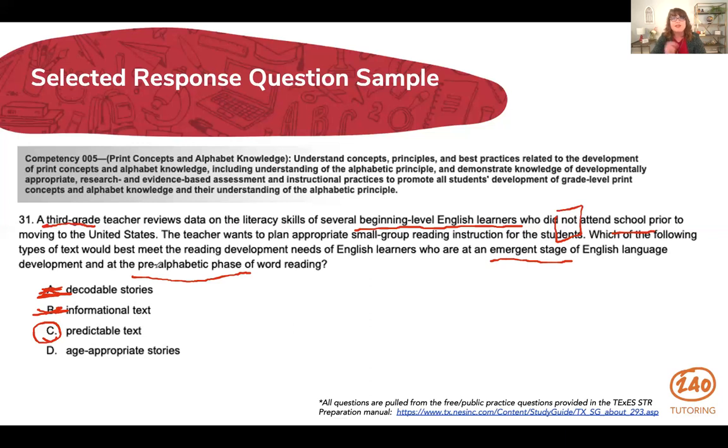Choice D, not T, D doesn't give us enough information either. While it would not be a great choice to hand a third grade student what they might think of as a baby book, age appropriate could mean a wide variety of things. The book for the third graders should not only be age appropriate, but also contain elements such as predictable text that will be helpful in developing those literacy skills in this group of students that are beginning readers. So this just does not tell us enough either. Predictable text. All right, let's move on to the next one.